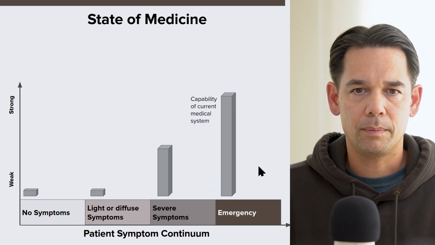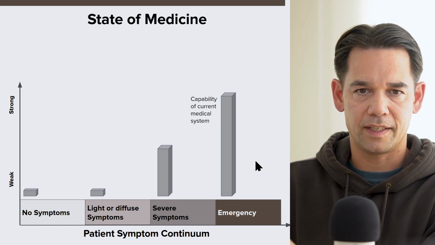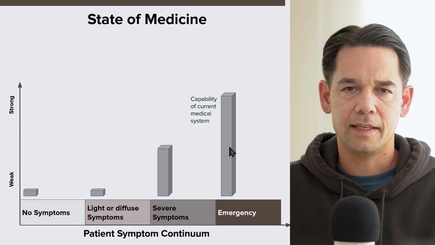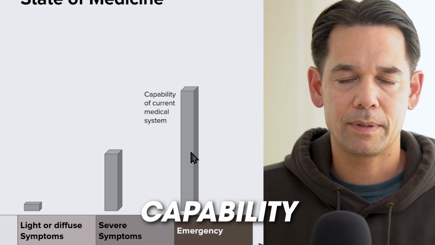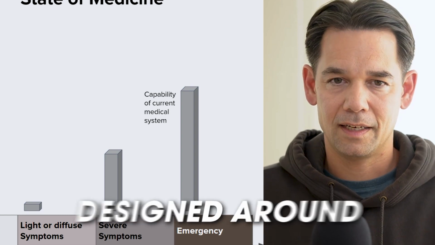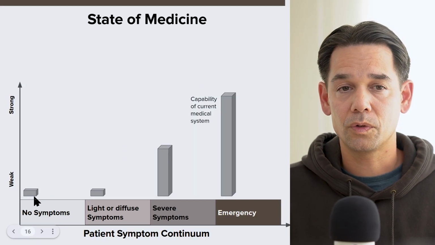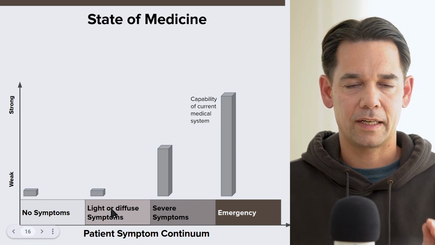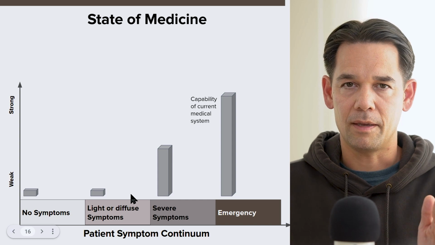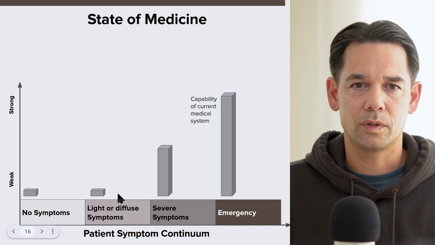And the problem is that the current medical system is really skewed towards emergency and severe symptoms. So I indicated here roughly directionally on these gray bars, what is the key capability of the current medical system? Well, it is designed around severe symptoms and emergencies. And here in the no symptom or light or diffuse symptom level, medicine today has very little tools to offer us. Maybe you're wondering now, why would it offer us tools? Because we don't need anything, we have no symptoms, but that's wrong.